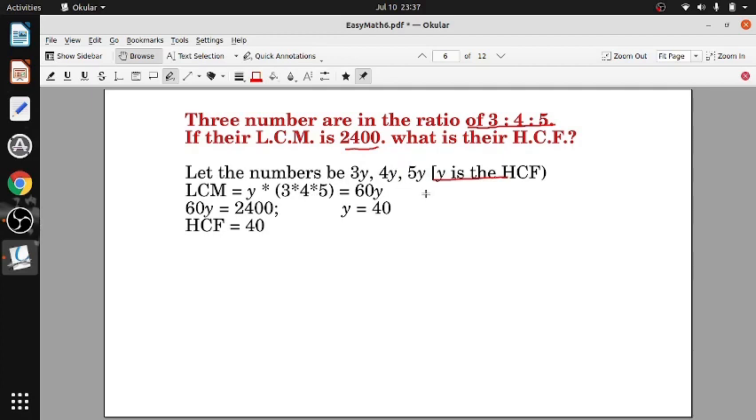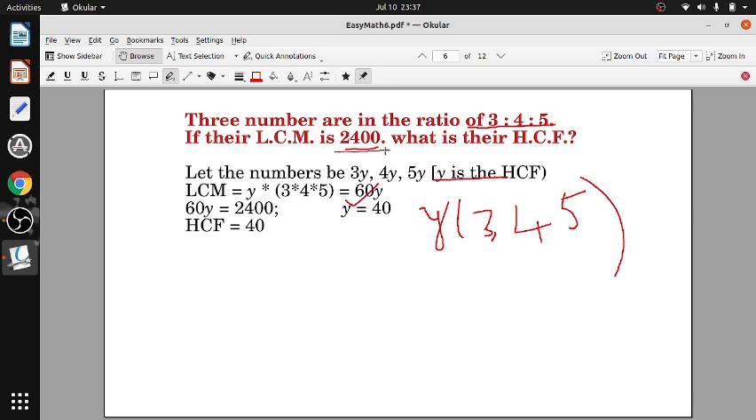So LCM क्या होगा? Y will be common. So you will get 3 into 4 into 5 into y. Y is common. So you'll get only 3, 4, 5. और ये तो किसी से जाएगा नहीं. There is no common factor. So you just multiply to get the LCM. So 3 into 4, 12. 12 into 5, 60. So you get 60y is the LCM.